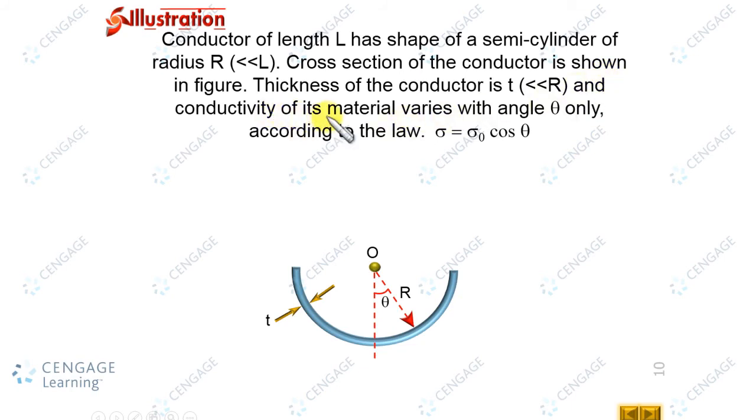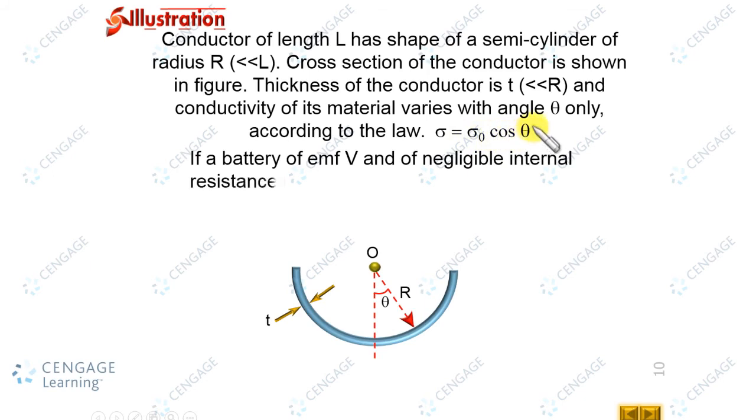This is the thickness, small t, and this thickness is again much smaller than radius of the cross section, and the conductivity of its material varies with the angle theta. This is the variation of conductivity, that is sigma equal to sigma naught cos theta. That is, theta is measured from this vertical line, and conductivity varies with this relation. That is, conductivity in all section is not constant. That is, the resistivity of the section, all section is not constant. It is changing from position to position, okay, according to this law. This law is for conductivity.